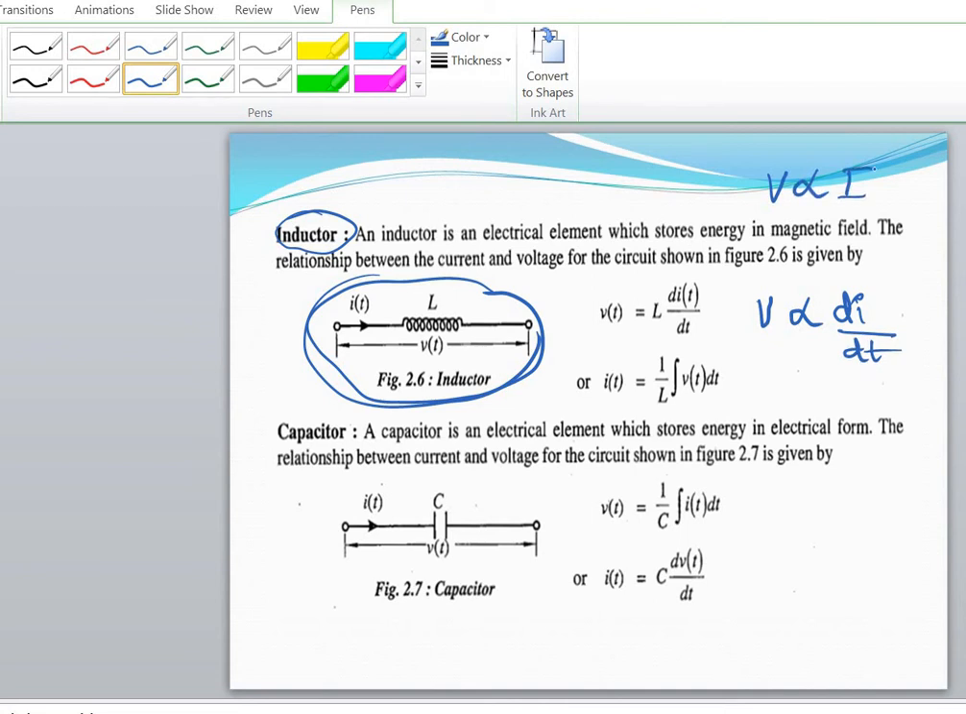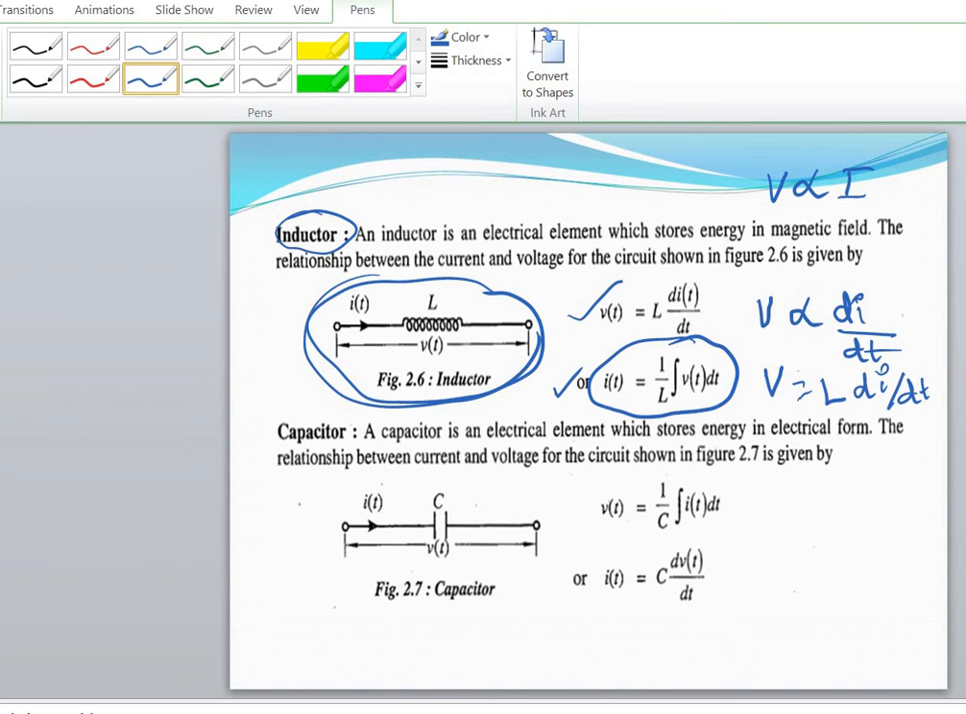Here it is differentiation of the current, and the proportionality constant is L. That is called the inductance. Or if you want to write the equation in terms of current, then you can write I of t is equal to 1 by L into integration of V of t dt. This is in terms of voltage and this is in terms of current.